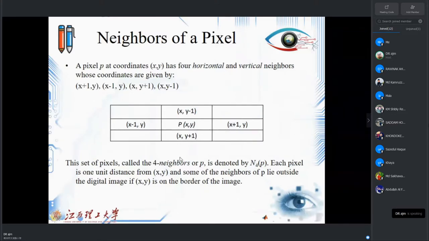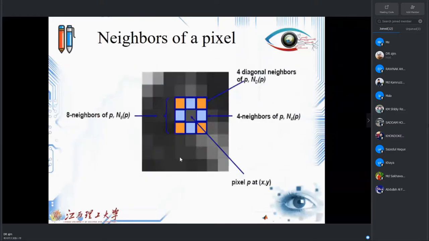Then what do we learn? We learn that we know the pixel as the dimension of x and y. Then these x and y, in the form of four neighbors, can have minus and plus in the y direction or minus and plus in the x direction. See this form. Can we have more neighbors? Yes, we can have eight neighbors, as I showed you. Then if we want to show these eight neighbors, we can show them with N8(p), and with that we can show the neighbors of the pixel.